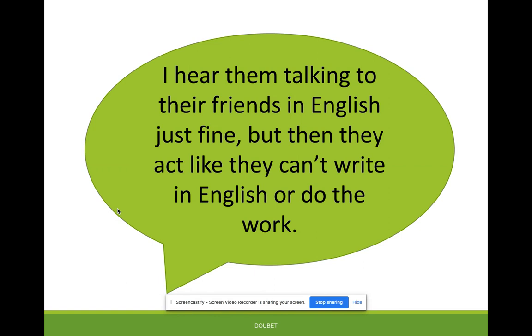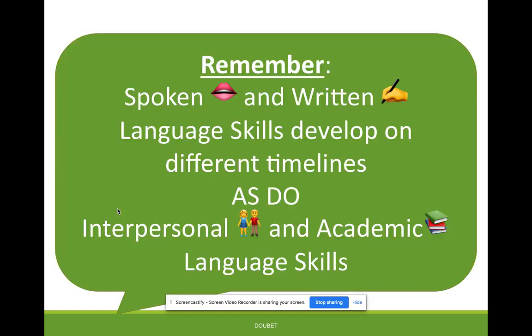So when you hear something like, I hear them talking to their friends in English just fine, but then they act like they can't write in English or do the work. I used to teach with colleagues who would say that, and it just made me crazy. Yeah, they can talk because they've been scaffolded in that in their everyday interactions like 24/7, and not with academic English. They are two different things. So do not say that. Remember that spoken and written language skills develop on different timelines, as do interpersonal and academic language skills. That's super, super important to remember.